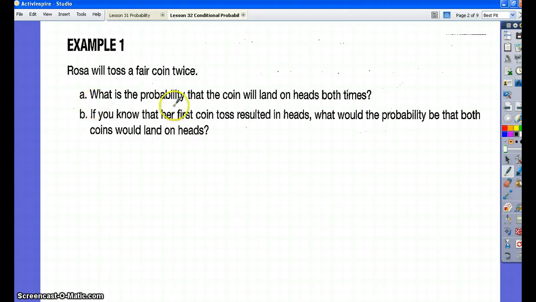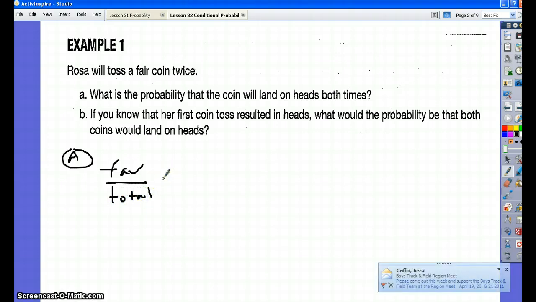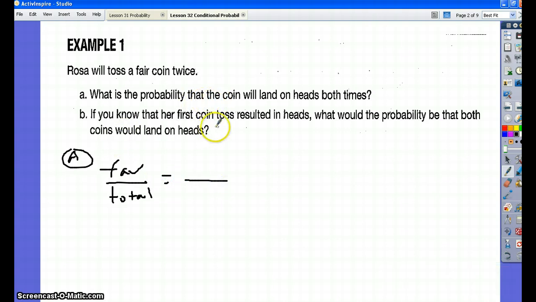So what is the probability that the coin will land on heads both times if Rosa tosses a fair coin twice? She's going to flip a coin. Fair coin just means normal coin twice. So favorable over total equals, what's the probability that it will land on heads the first time? 1 out of 2. You pick the coin up, you flip it again, there's the same probability, so it's just going to be 1 out of 4.